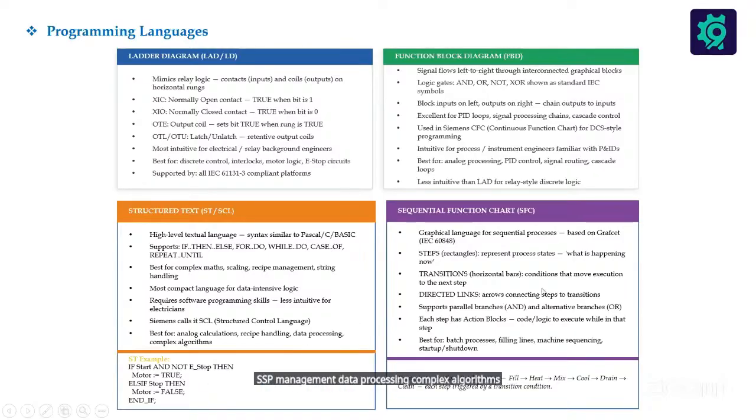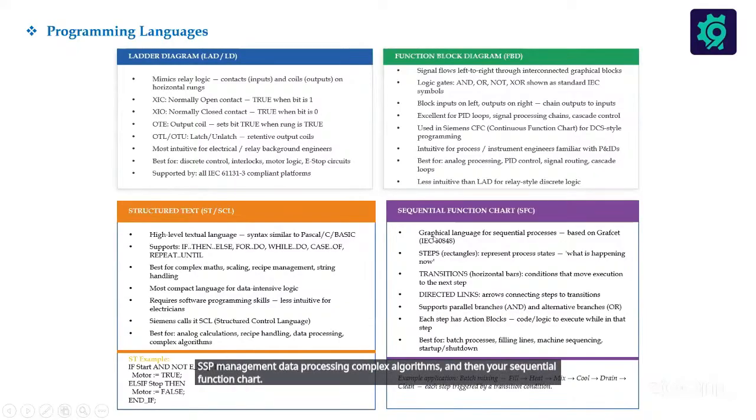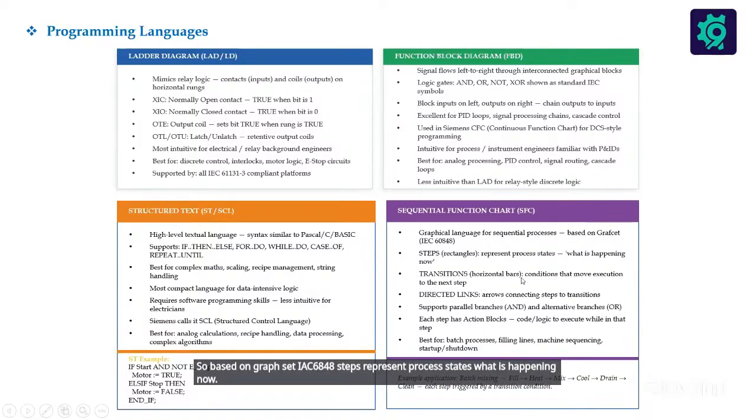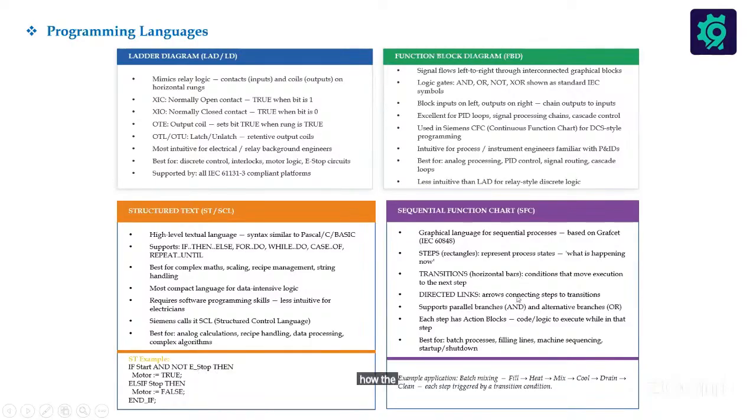And then your sequential function chart, which is also a graphical language for sequential processes based on graph set IEC 848. Steps represent process states, what is happening now. Transitions are horizontal bars. This is describing how the sequential function chart looks.